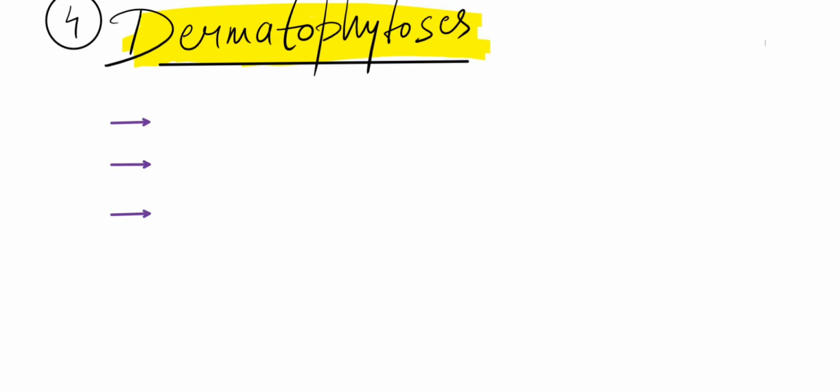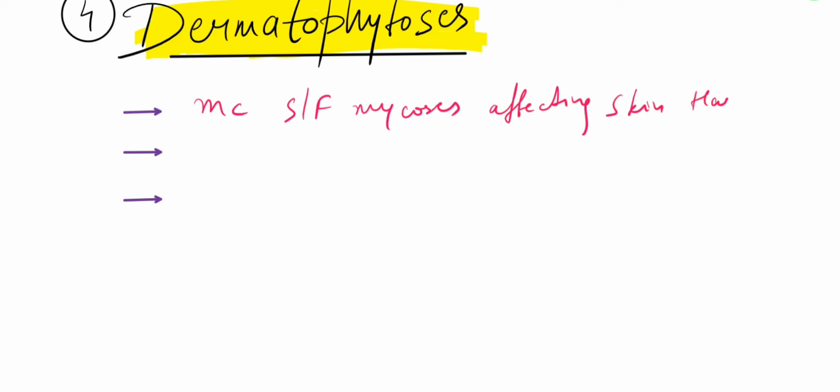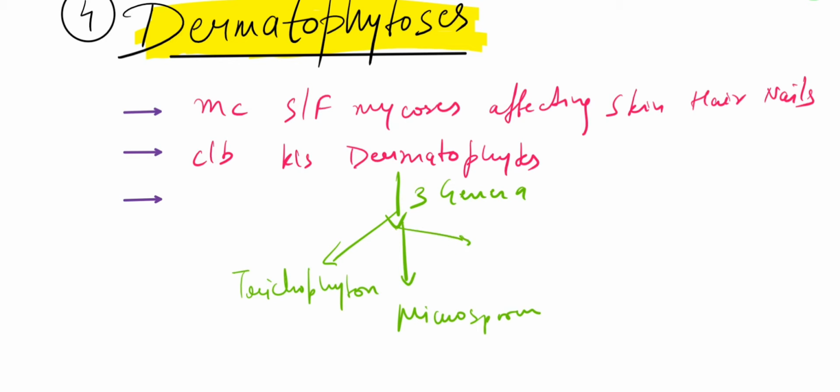Now we are going to start with dermatophytosis. So dermatophytosis is the most common superficial mycosis affecting your skin, hair and nails. It is caused by a group of fungi known as dermatophytes. Dermatophytes include three genera: Trichophyton, Microsporum and Epidermophyton.